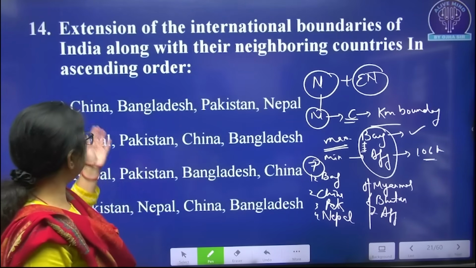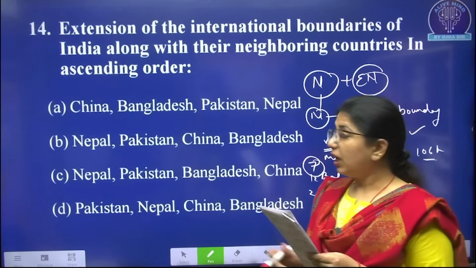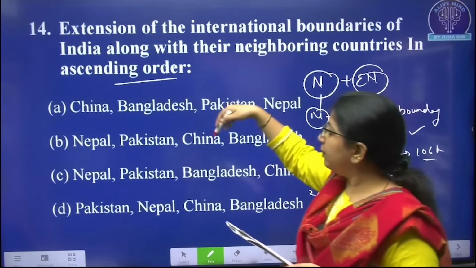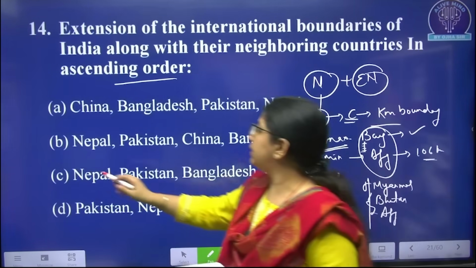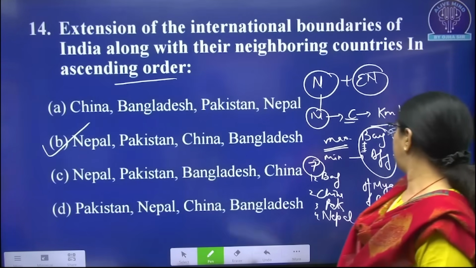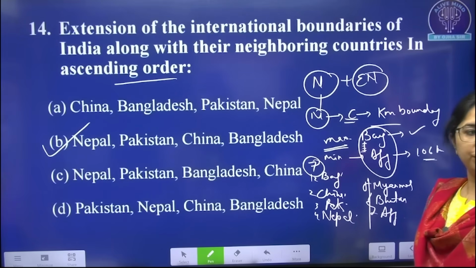Now just read the question. China, Bangladesh, Pakistan, Nepal, in ascending order. That means from the minimum to the maximum: Nepal, Pakistan, China, Bangladesh. The answer is B. See, it's Nepal, Pakistan, China and Bangladesh, first 4.